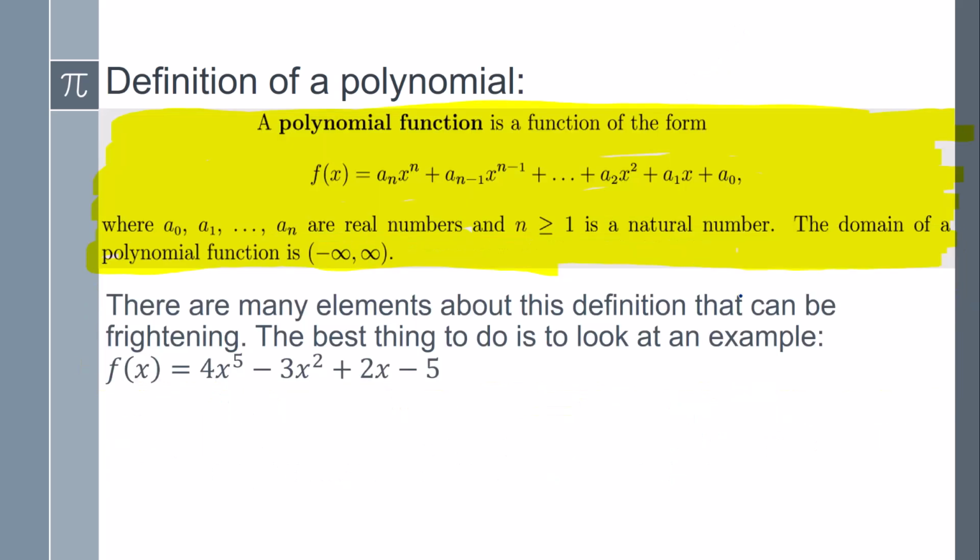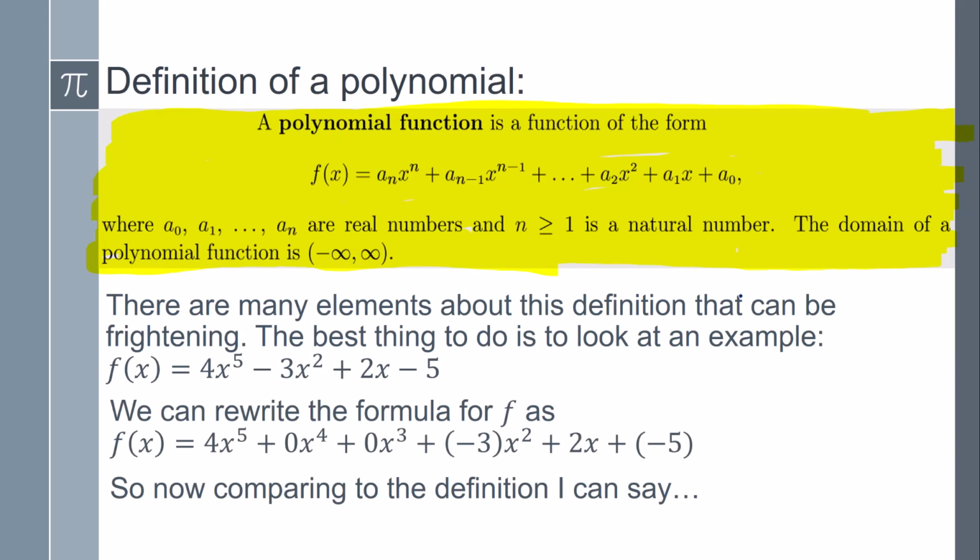Now there are many elements about this definition that can be frightening. The best thing is to look at an example. So if I have 4x to the 5th minus 3x squared plus 2x minus 5, guess what? This is a polynomial. Now I can rewrite it in this form. If I were to compare this to this definition, 4 is my a sub n. X to the 5th, that 5 is going to be my n. Now, I don't have an x to the 4th, but I could write it as plus 0x to the 4th. So 0 is that next value, n minus 1, 5 minus 1 is 4.